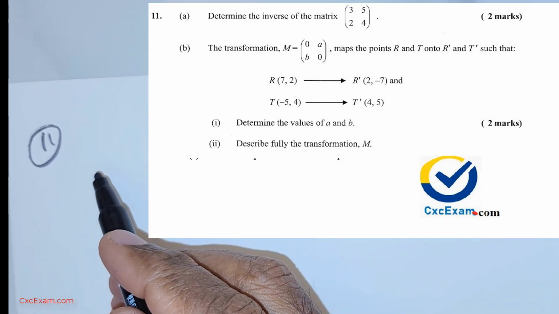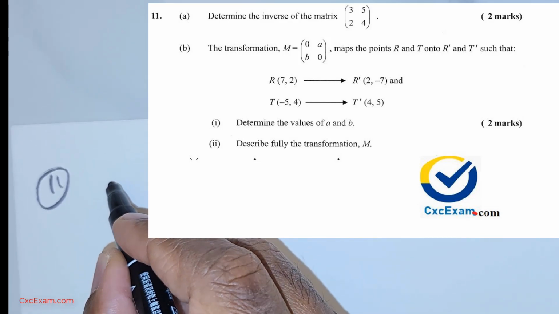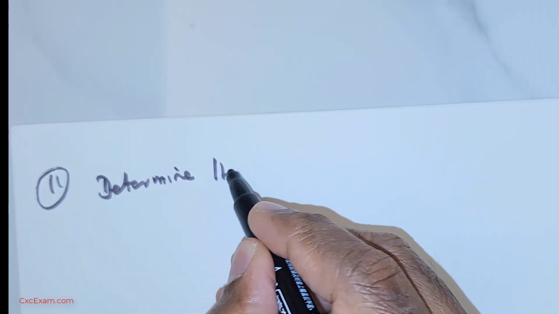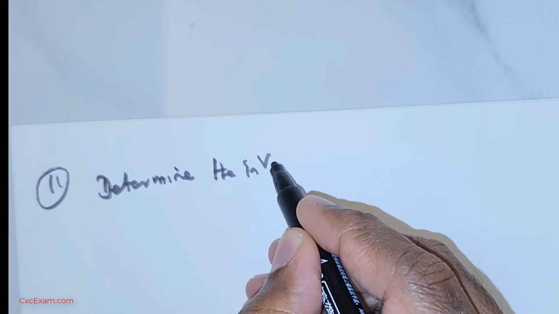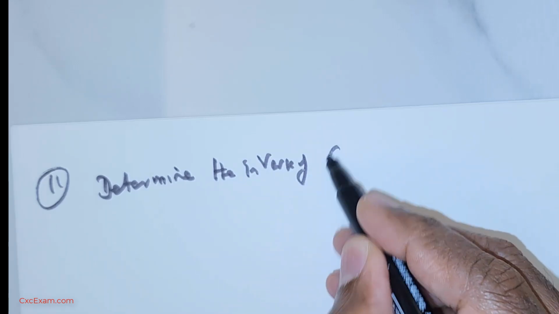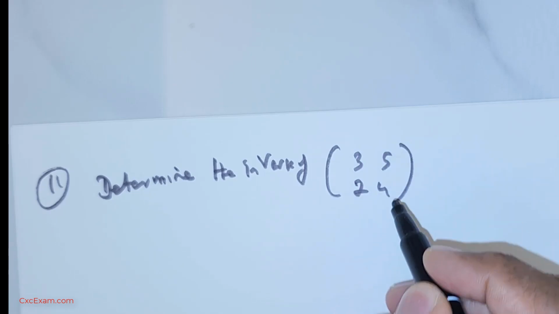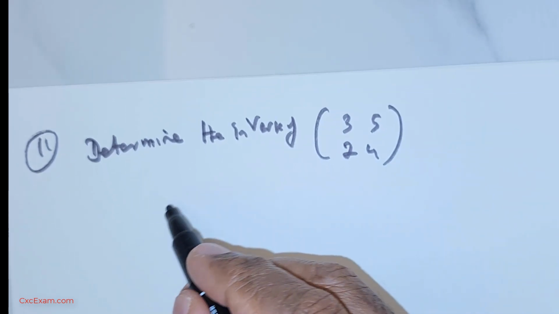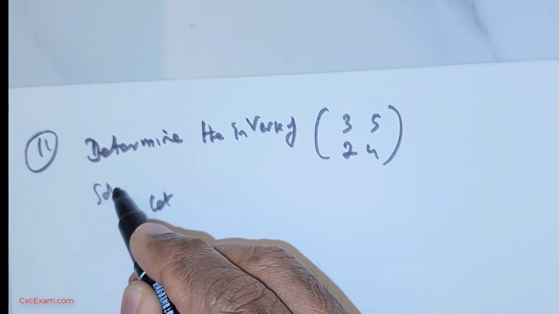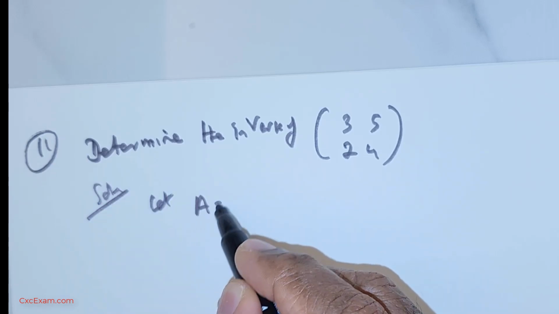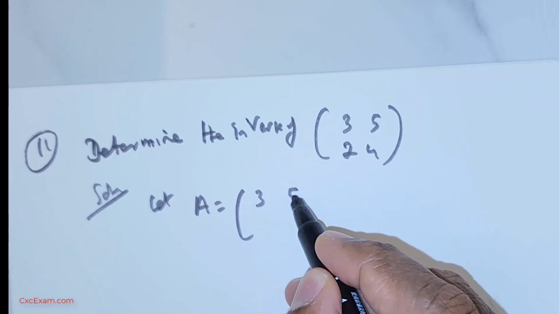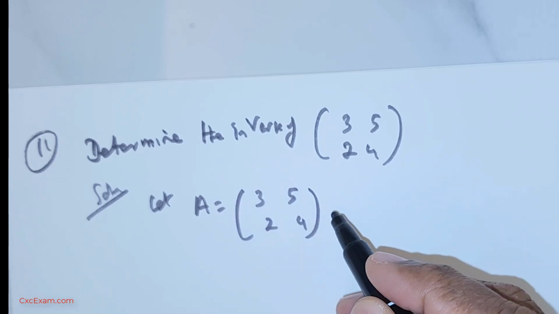Okay, we've got question number 11 here. The question is, determine the inverse of the matrix 3, 5, 2, 4. Now this is a solution. Let me take A to be the matrix 3, 5, 2, 4.